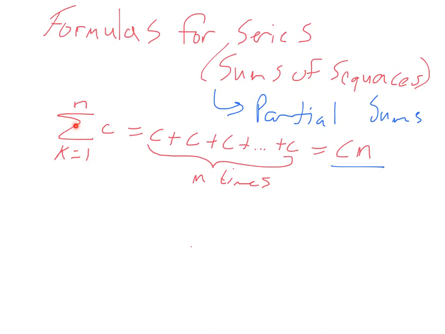What's the actual numerical value if I add all this up from 1 to n? Well, if they're all just constant values, I'm just adding that constant up n times, which is the same as multiplying by n. It's just the definition of multiplication.